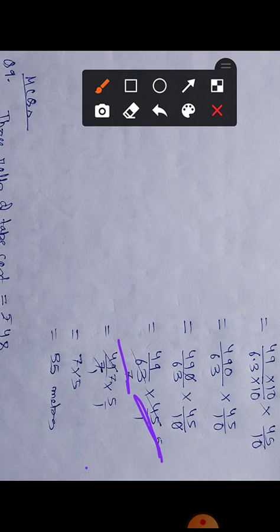So 9 7s are 63 and 9 5s are 45. What is left is 49 by 7 and 5. Now 49 by 7 can also be reduced, because 7 1s are 7 and 7 7s are 49. What is left? 7 into 5 is left. 7 5s are 35 meters will be your answer. Now let us see another question.